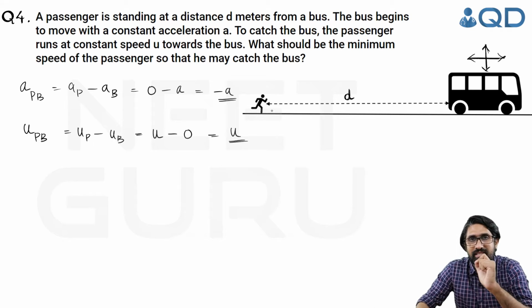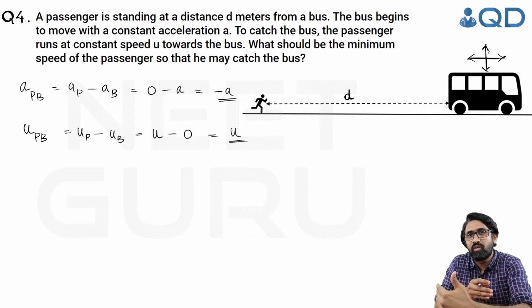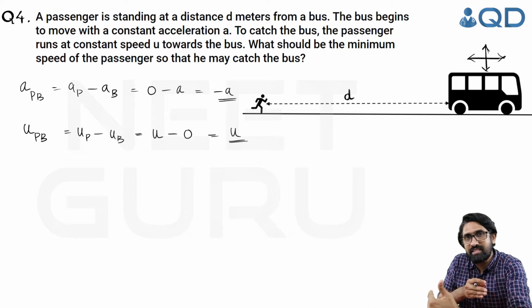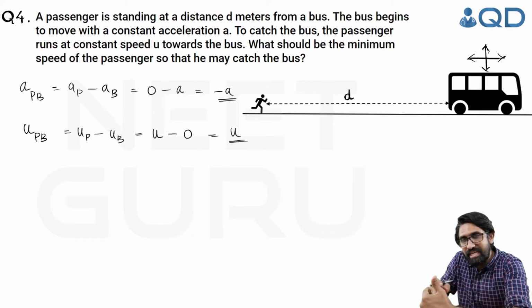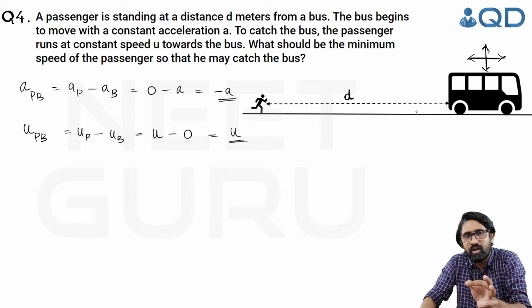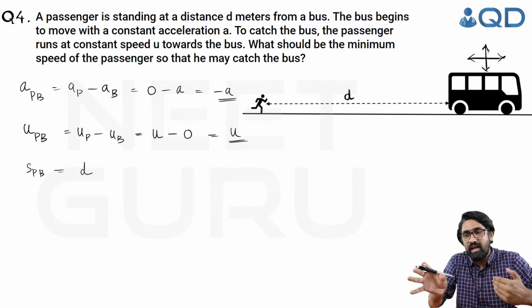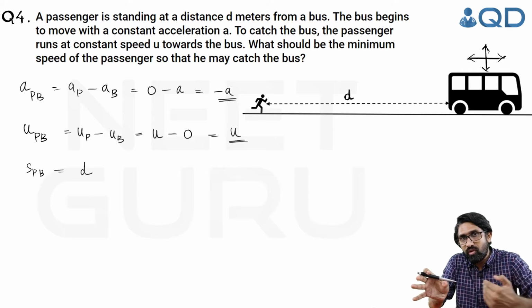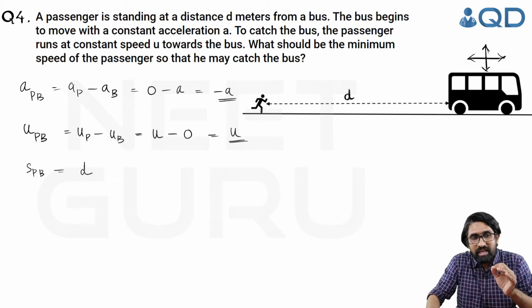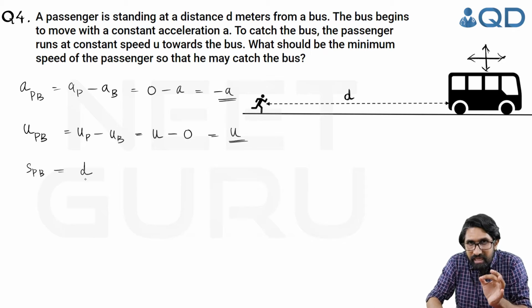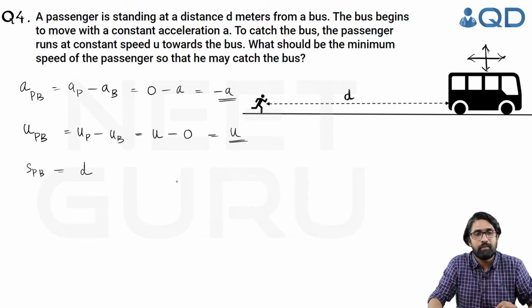Now, if the passenger should catch the bus, the relative displacement between them, or the relative displacement of the passenger with respect to the bus, should be d distance forward. It is very clearly marked in the question. D distance forward, and that will be SPB directly is d distance forward. The bus is stationary. The passenger has to move to the right to catch the bus. So that relative displacement has plus d. SPB will be equal to plus d.